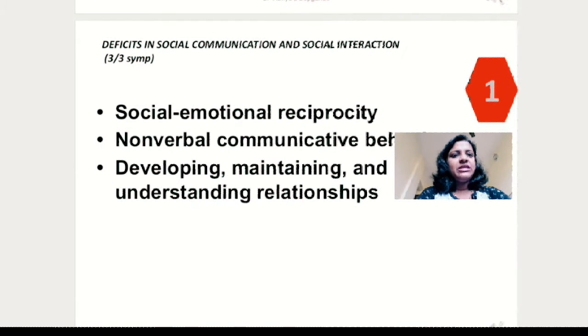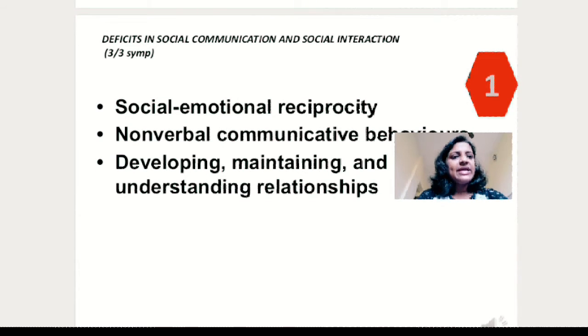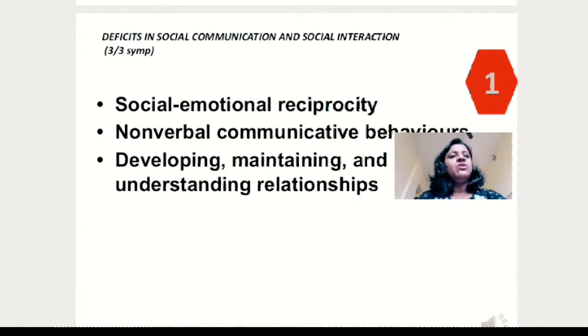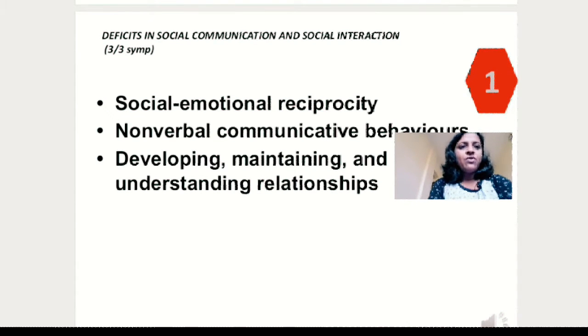So the first category is deficits in social communication and social interaction. In the first category, you have to only concentrate on your child's behavior in social situations. So the first is social emotional reciprocity. Instead of making things so complicated, I'll just give you some examples so that the situation is very clear.